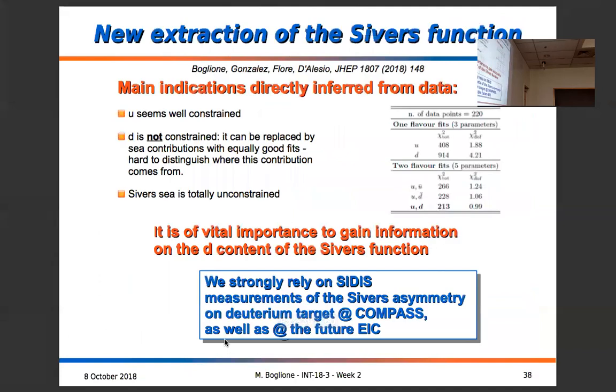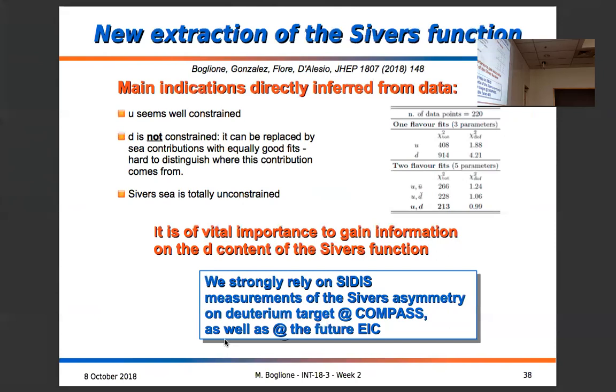Okay, so to answer Ignazio's question this morning, when you do the fit, you find that the Sivers U contribution is well constrained. Then for the D, you don't find a very strong constraint because you have to decide what to do. You know more or less what the U wants to do, but then you have to play with the D contribution together with U bar and D bar at least, okay?